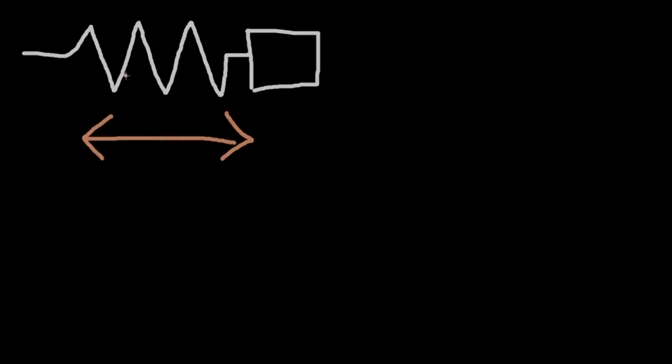So let's first imagine our spring looking something like this with a weight attached to the end of it, and it oscillates backwards and forwards like this, and let's call this its rest point. And this length here is going to be the maximum extension, essentially the maximum displacement or distance from the rest point. Let's call this L.